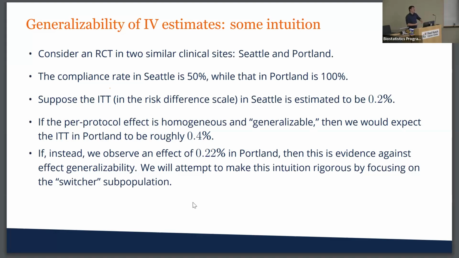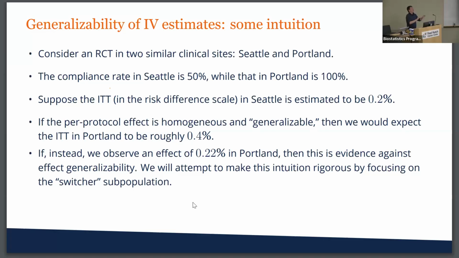If we double the compliance rate, I should roughly see a doubling of my intention to treat effect. Otherwise, there's no point in improving compliance. The goal of improving compliance, to a large extent, is to improve the ITT. Because if we believe the treatment actually matters, then we would expect to see the ITT in Portland to be roughly 0.4%. However, if instead we observe an effect of 0.22% in Portland, then I would argue that this is evidence against generalizability.